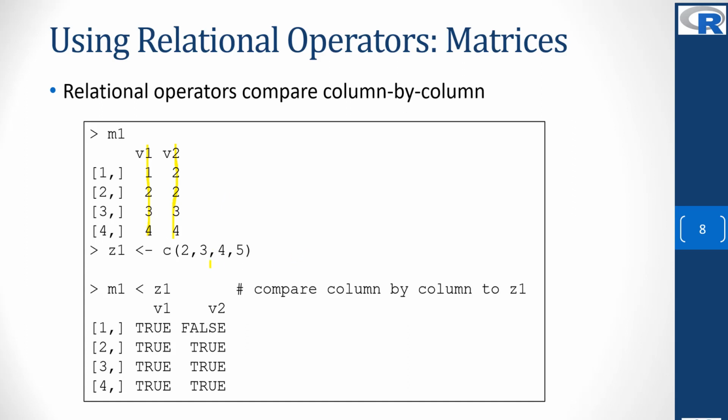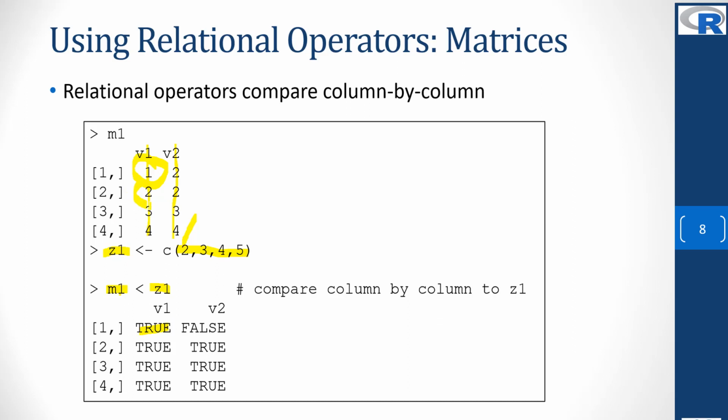We're defining this 4-element vector of values 2, 3, 4, and 5 and assigning it to Z1. And now we compare M1 less than Z1. So we've got 8 elements we have to check against this 4-element vector. And so it does an element by element but column-wise comparison. So M1, the first check, is V1, the first row and column. And is 1 less than Z1, the first element of Z1? It is, so that's true.